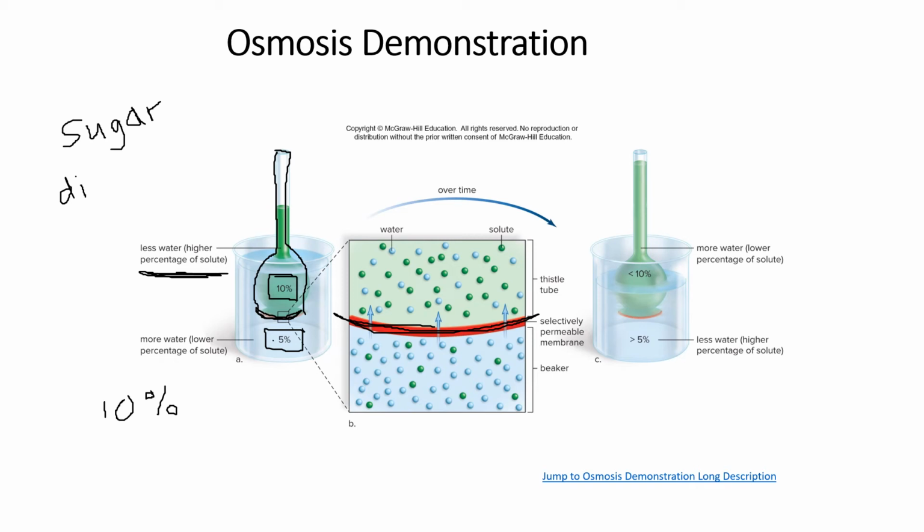So water will move from the beaker water, which is 5%, through that membrane into the thistle tube, which is 10%. As water moves into our thistle tube, this level of liquid will rise. And the rising of that level of liquid is the evidence of osmosis. So let's go over some terms.